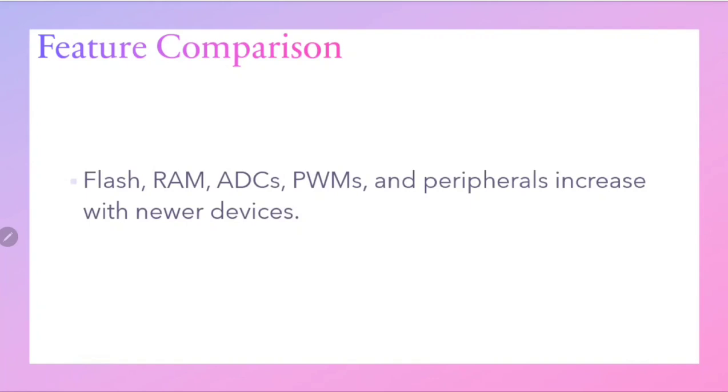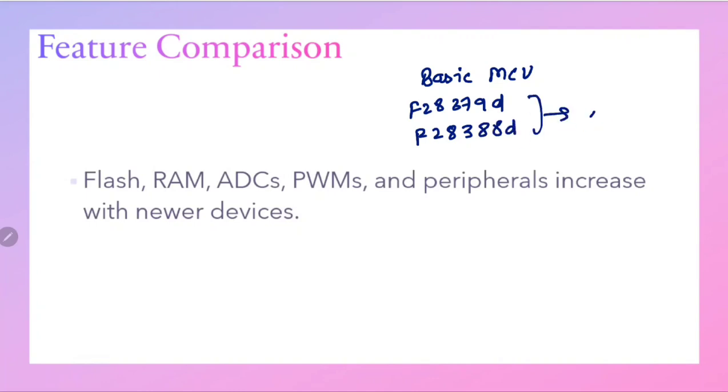So if you are looking at the feature comparison, the F28335 is the basic MCU, and the F28379D and F28388D microcontrollers are the advanced microcontrollers. These advanced microcontrollers have more flash, more RAM, more ADC channels, more PWM channels, and the number of peripherals also increases with the newer devices.